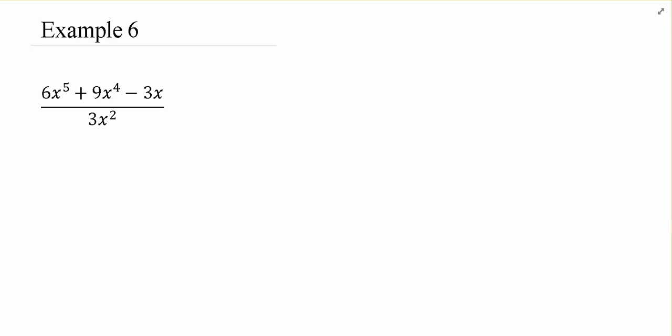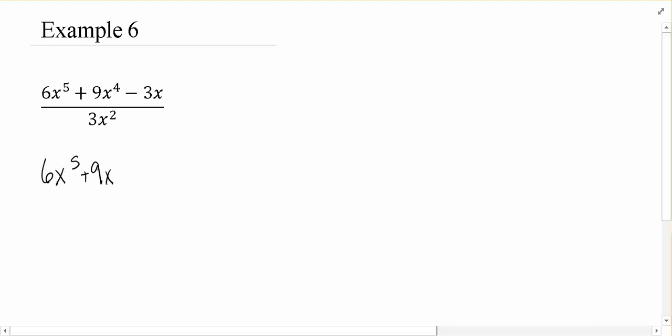Look at an example of what I mean. So this is an example where up top we have a polynomial, and in the bottom we have a monomial. Again, monomial means there's one term. So what we can think about is going on here is we can think about this as 6x to the fifth plus 9x to the fourth minus 3x. We can think about that as being in parentheses, and then it's multiplication by 1 over 3x squared.